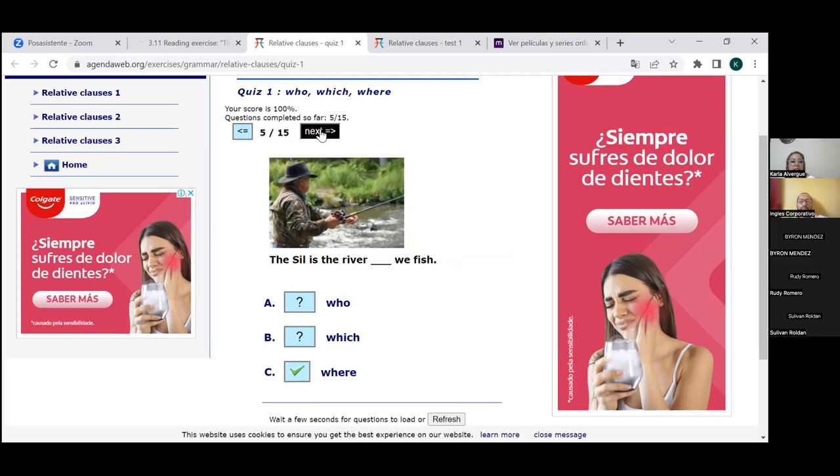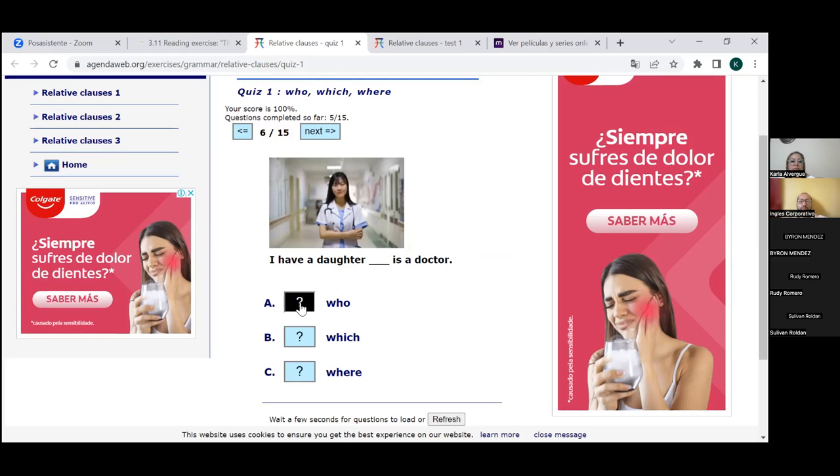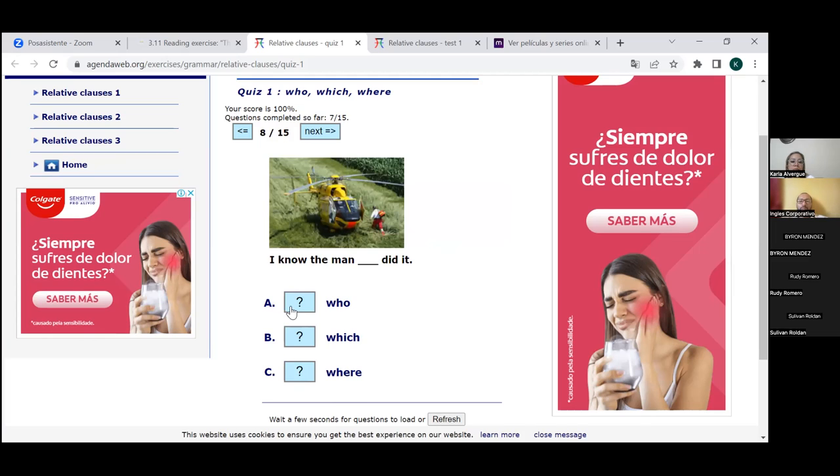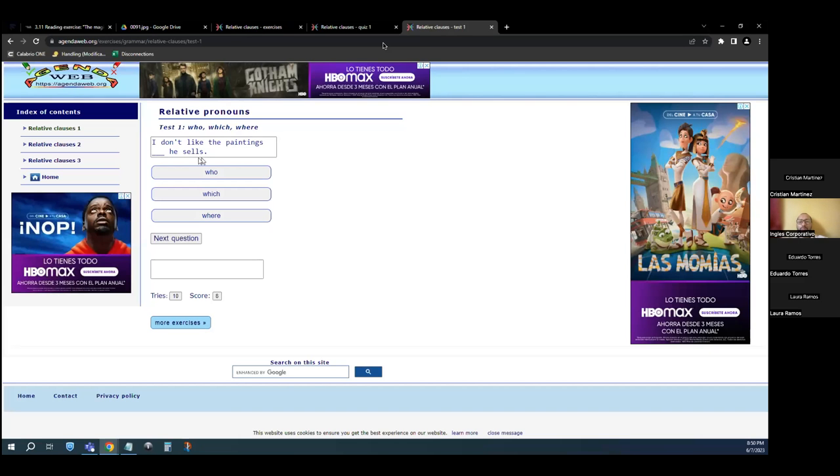The river where. Next. I have a daughter who is a doctor. Yes. Next. The last. Which. It's the same questions by the time. I know the man who did it. Yes. I don't like the painting which. Which book you sell? I think which. Okay. We need a secretary who speaks Japanese.